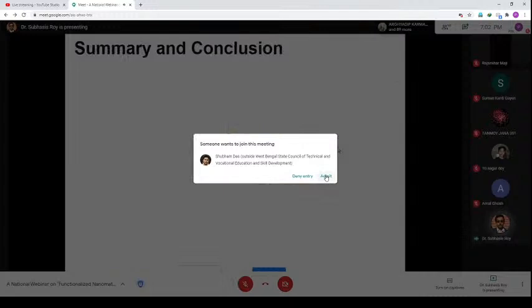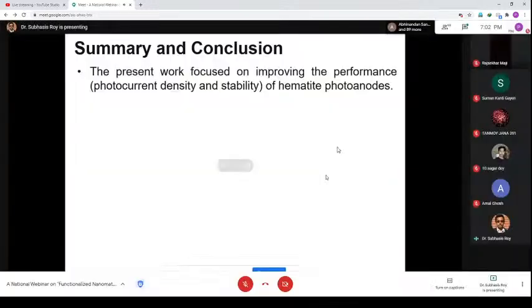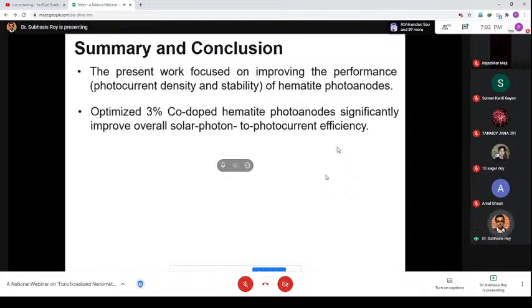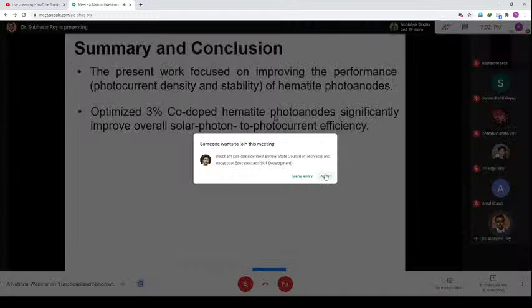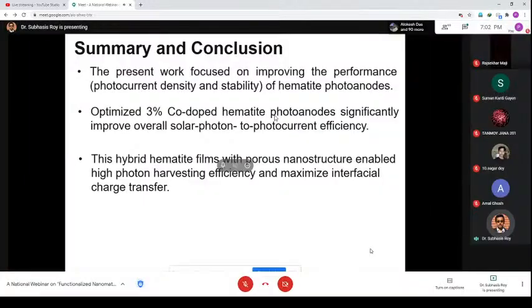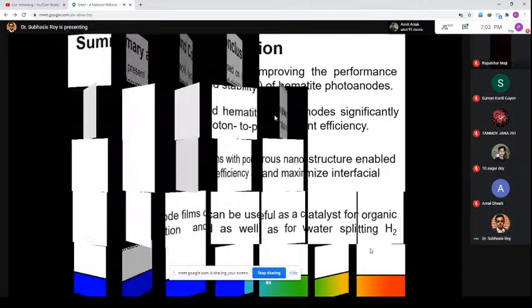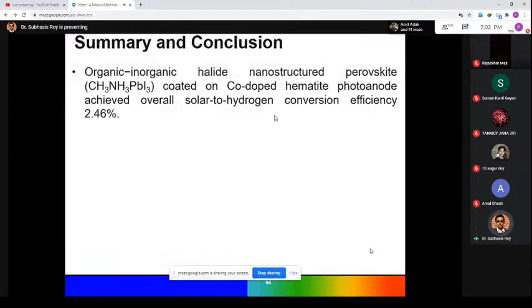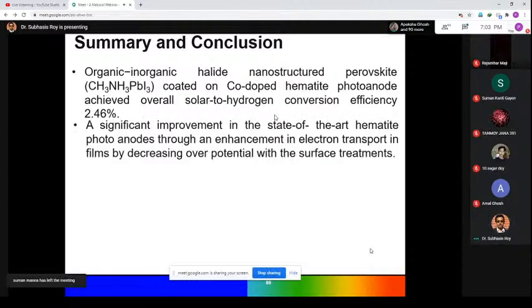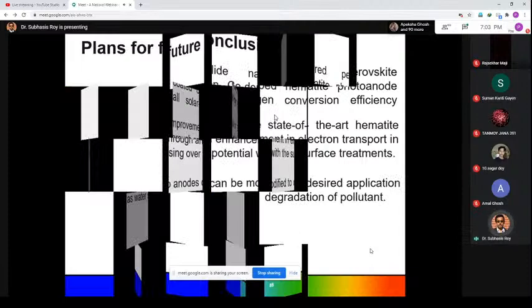In the case of photocatalytic water splitting, we prepared two types of thin films by cobalt doping. We optimized the cobalt percentage of the material, which is 3% cobalt doped hematite photoanode, and a hybrid hematite film with porous nanostructure for very good photon harvesting efficiency. This efficiency reached up to 2.43%, but theoretically it can reach 12%. After reaching 12%, this instrument will be available commercially. Then there are some drawbacks, to overcome these problems.